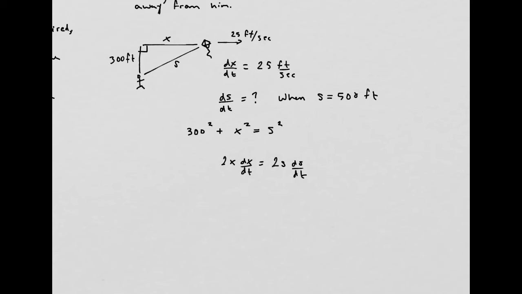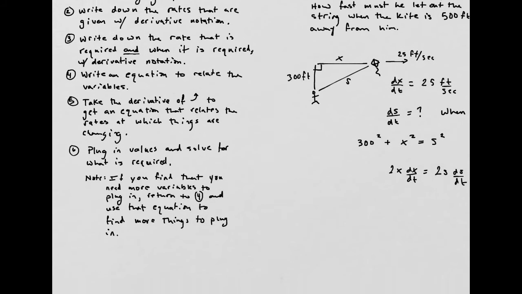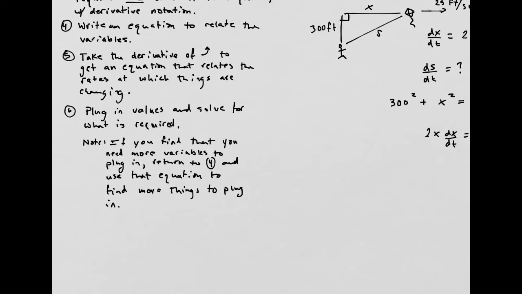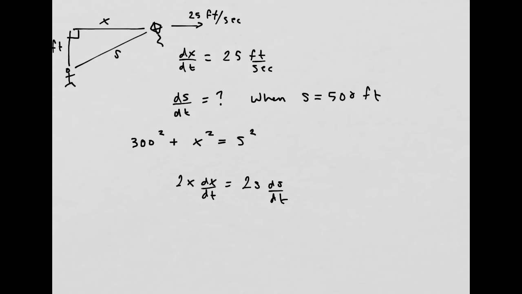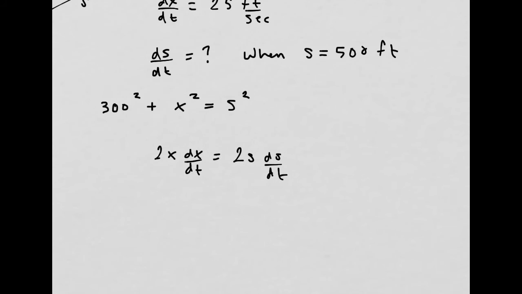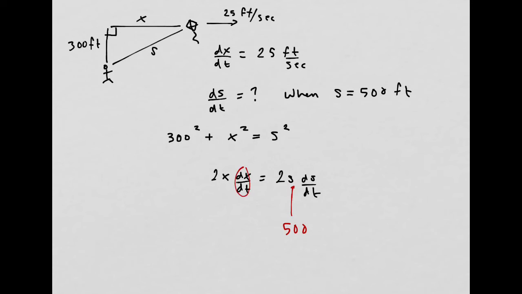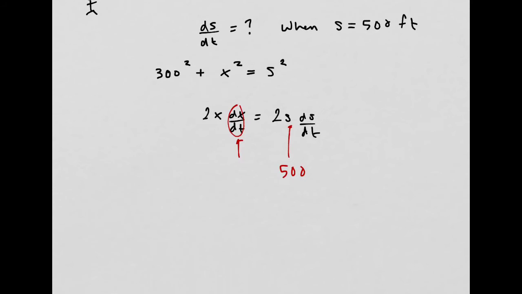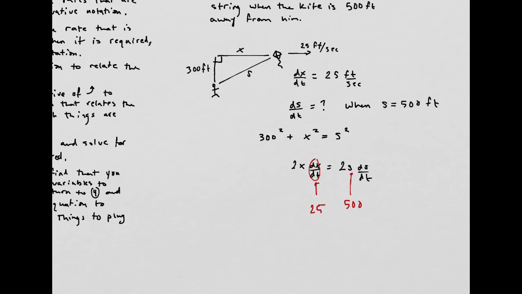And what else? I'm supposed to plug in stuff. Write down the derivative, take the derivative. Okay, plug in values and solve for what is required. So we've got to plug in stuff. Well, I have s, so I can plug that in. That's 500. I have dx/dt. That's 25. I want to solve for ds/dt, right? Yeah, that's what it says there.